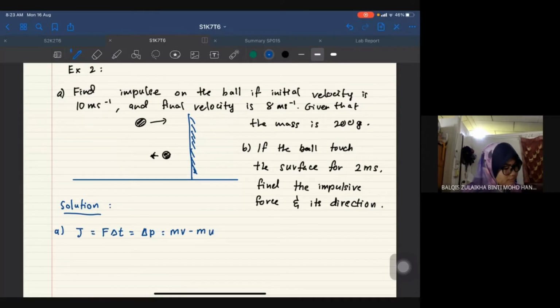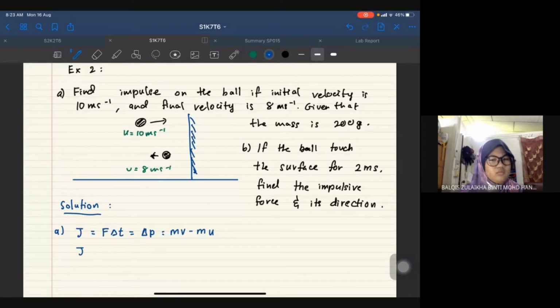Okay. So my suggestion is that you can always try to redraw. Sometimes, most of the time, dia punya diagram ni tak berilah. So you have to draw it yourself. You can imagine lah, kalau dia baling kat wall, tak kisahlah wall dia belah kanan ke belah kiri, once they rebound will rebound in opposite direction. Okay, so your u here is equals to 10 meter per second. Okay, your v here would be equals to 8 meter per second.